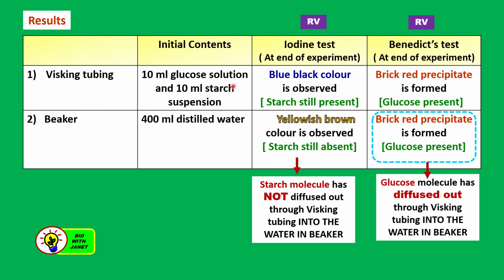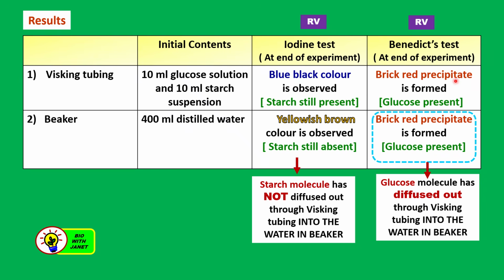Now in the whisking tubing, after 15 to 30 minutes, when we do the iodine test, we take a sample from the whisking tubing, a bit of the sample solution, and then add a few drops of iodine to it. You will see that you still get a blue-black color, meaning that the starch is still present in the whisking tubing, as expected, because the starch was initially in the whisking tubing.